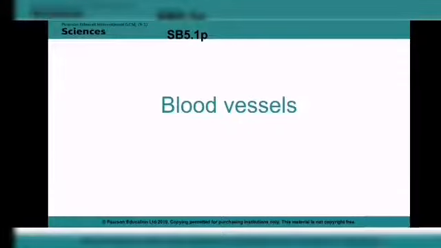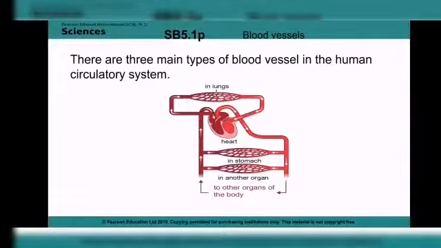Let's start with blood vessels. In the human circulatory system, there is blood, heart, and blood vessels. So blood flows to almost every single cell in the body through a network of vessels. There are three types of blood vessels: arteries, veins, and capillaries.